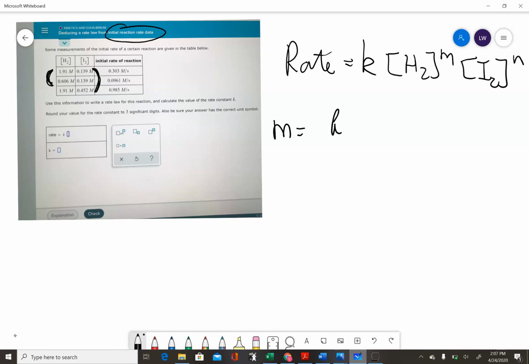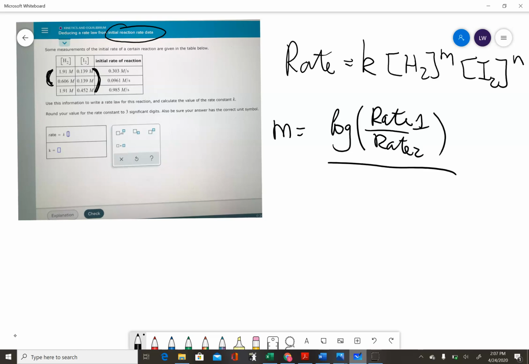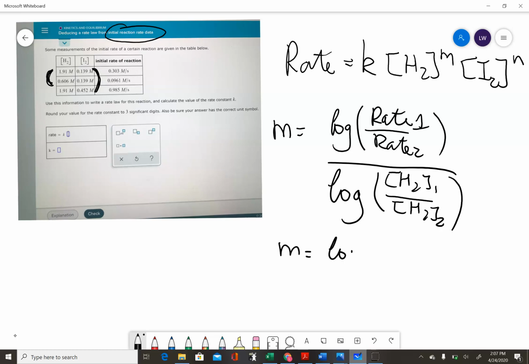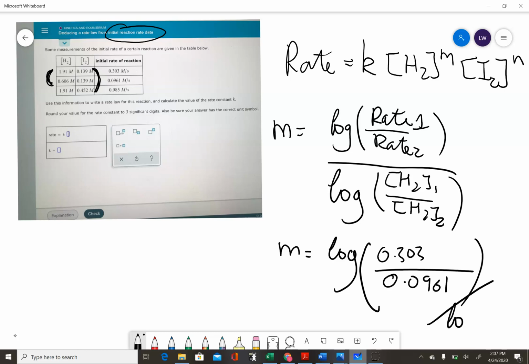So m will be equal to the log of the rate in reaction 1 over the rate in reaction 2, divided by the log of the concentration of H2 in 1 over the concentration of H2 in 2. So put all of that into my calculator. It's the log of 0.303 over 0.0961, divided by the log of 1.91 over 0.606.